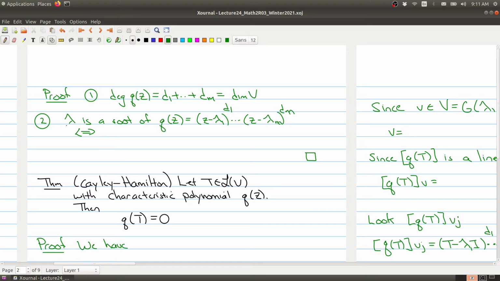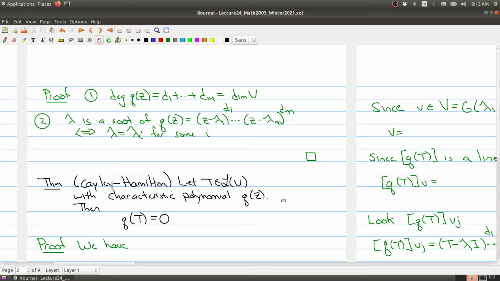For the second statement, a particular complex number is a root of this polynomial if and only if, when we plug it in, we get 0. And the only way we're going to get 0 is if lambda is equal to lambda i for some i. So both of these things fall out quite quickly.